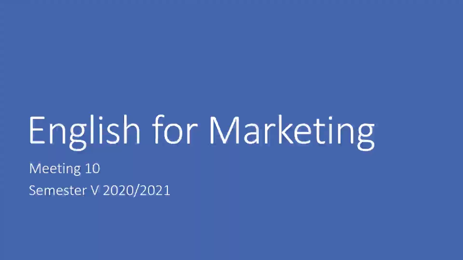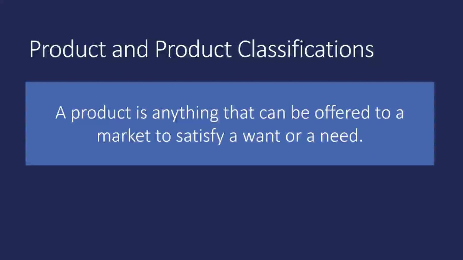Class, today is our 10th meeting, English for Marketing. And today we are going to talk about product and product classifications. What is a product? A product is anything that can be offered to a market to satisfy a want or a need.